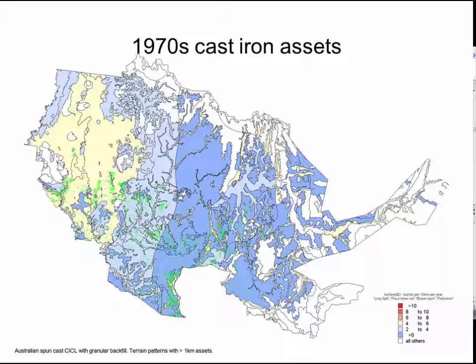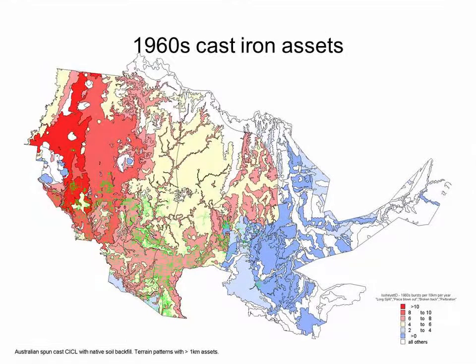It is especially important to separate assets laid in the 1970s and beyond because the soil environments change at this point, because the use of granular backfill became routine. Here's the 1970s cast iron assets, 1960s cast iron assets. We're starting to get fairly high failure rates in the west, and even more red appears in this map of 1950s cast iron assets.